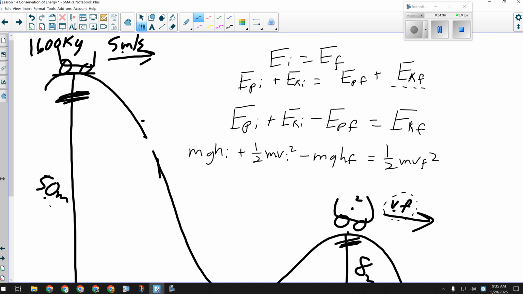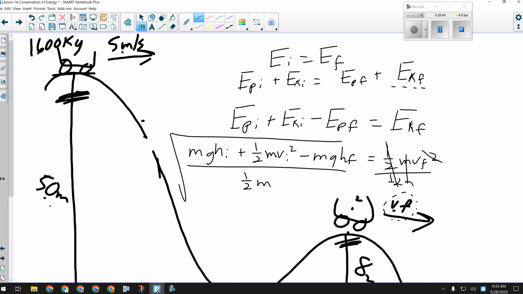I want to get V final by itself. What do I do with the half and the M? Divide them over to the other side. So 1/2 of M comes over here. Now that solves for VF squared. So what do I have to do? Square root the whole thing.